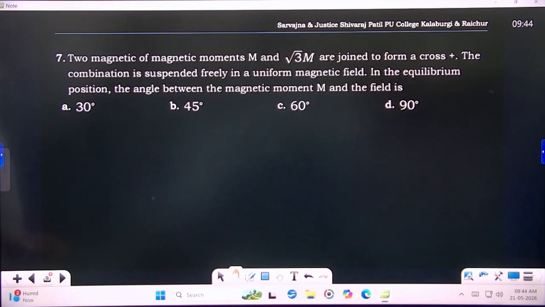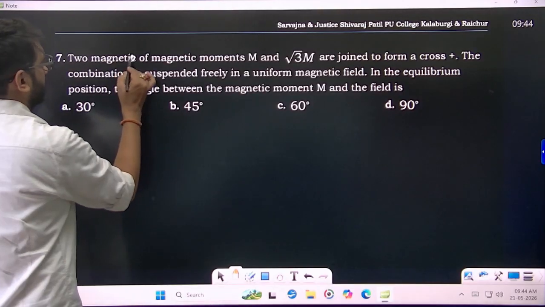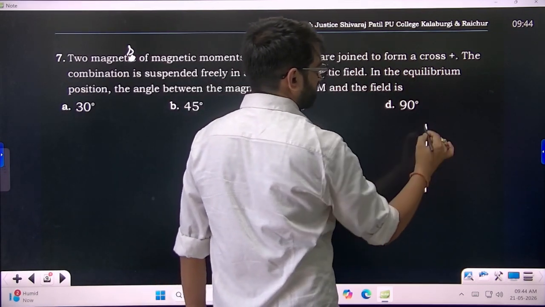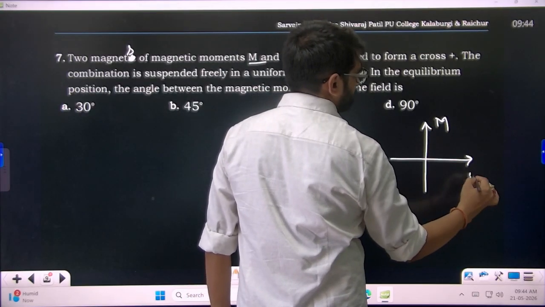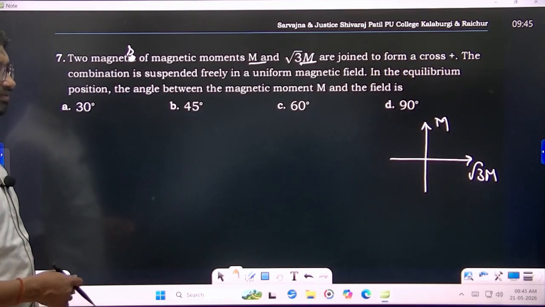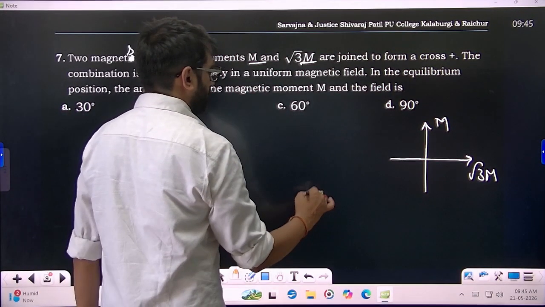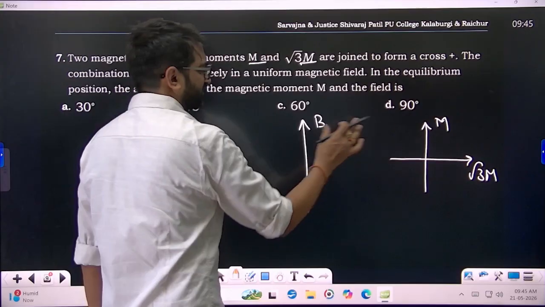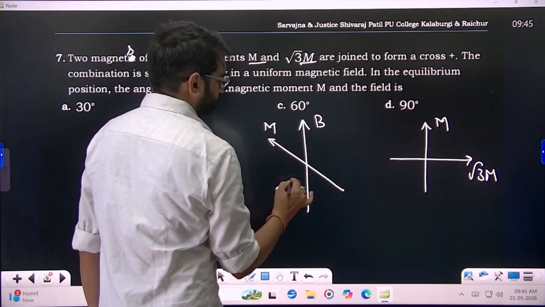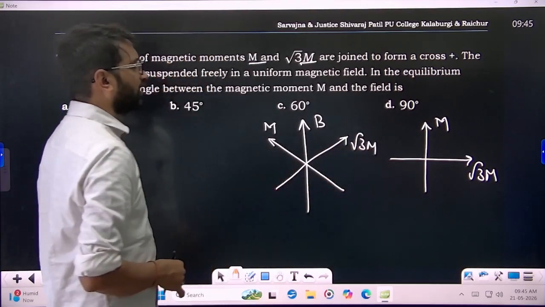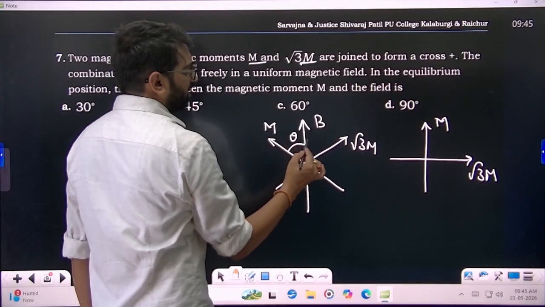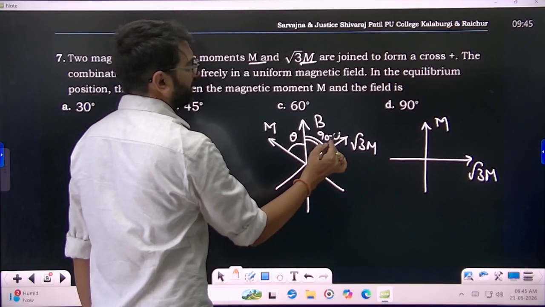Next, seventh. Two magnets of magnetic moment M and root 3 M are joined to form a cross. Say this is M and this is root 3 M. The combination is suspended freely in a uniform magnetic field in equilibrium. If you take this to be the direction of field, when this combination is suspended, it comes to equilibrium like this. This is M, this is root 3 M. Then if the angle between the magnetic moment M and the field is theta, the other would be 90 minus theta.